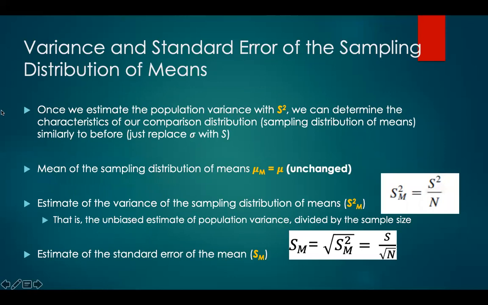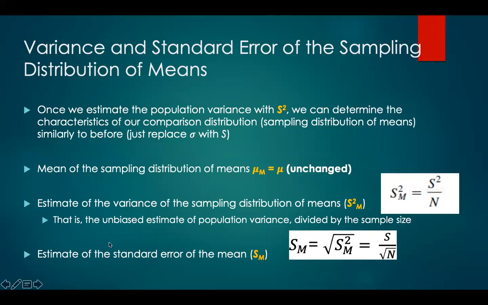So once we estimate the population variance with s squared, or the sum of squares divided by n minus 1, we can determine the characteristics of our comparison distribution, or the sampling distribution of means. Similarly to before, we just replace sigma with s. Now, the mean of the sampling distribution of means is actually equivalent to the population mean. So that's unchanged from before. So no work to be done there.